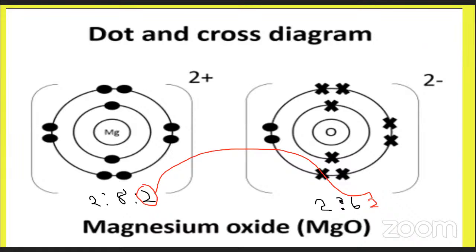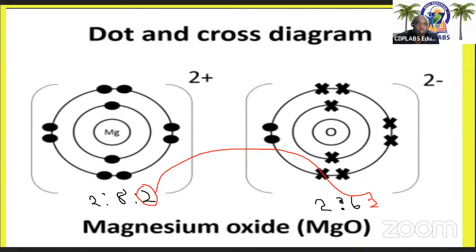Yes, sir. All right. Makeda is watching from YouTube. She gave her answer as well: the atomic number for oxygen is 8, so it is 2, 6. Very good, Makeda.